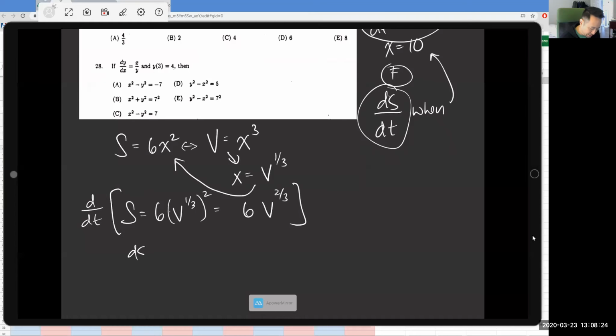So I have ds dt equals, I have a constant 6, and then I have v, this will be times 2/3 v, and then 2/3 minus 1, which is negative 1/3, and then times your dv dt. So there's my derivative. Now I'm looking for ds dt, my volume. Okay, so I need to figure out also with the volume.